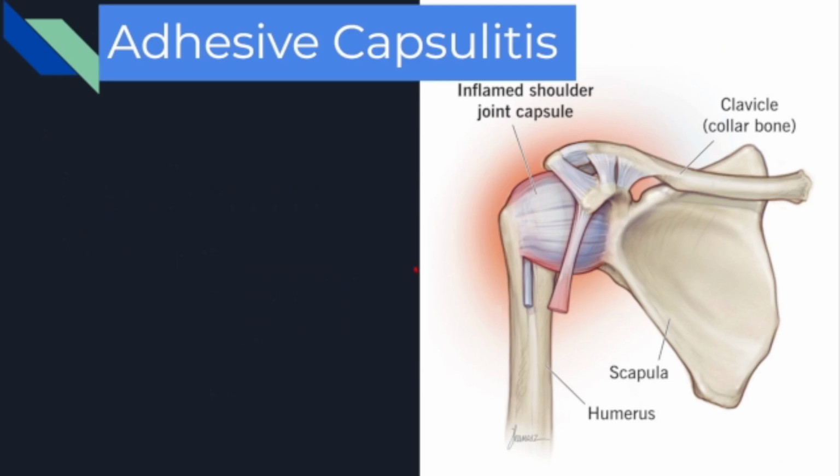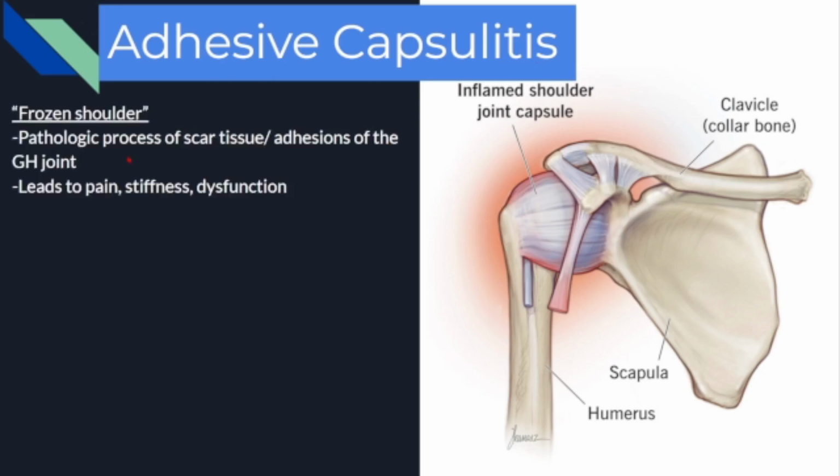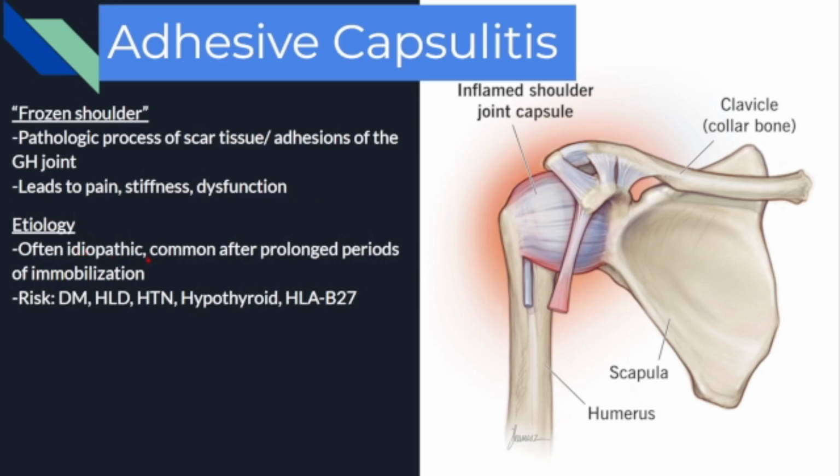All right, adhesive capsulitis is exactly what you think it is. It is adhesive and it is inflammation of the capsule. So this is frozen shoulder. It is a pathologic process of scar tissue and adhesions, which leads to pain, stiffness, and dysfunction. Typically idiopathic. At least half of the time, we don't really know, but it's highly associated with prolonged periods of immobilization. So somebody who dislocates their shoulder or has a clavicle fracture who is left in a sling or an immobilizer, or somebody who's post-operative who's left in an immobilizer for too long or for the wrong reason and develops this.